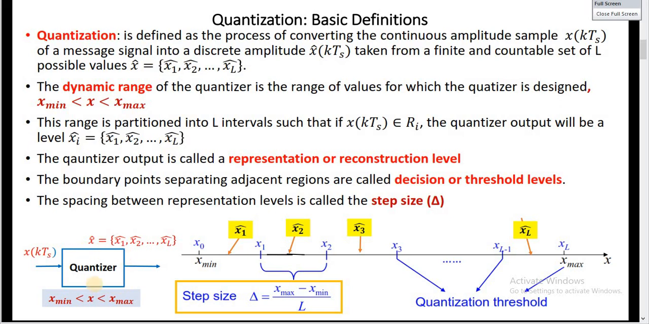This is the block diagram of the quantizer. The input is the continuous set of samples, x of kTs. The output of the quantizer is a countable and finite set of elements, x1 cap up to xL cap. We define the dynamic range of the quantizer.